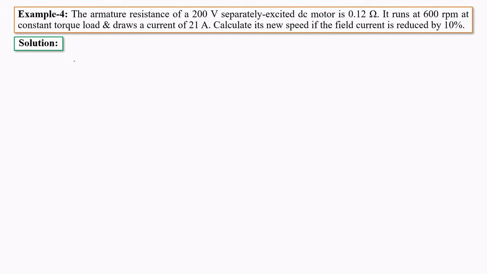Here the values are given. The supply voltage is 200 volt. The line current is 21 ampere. As it is a separately excited DC motor, in this case the line current and the armature current are the same. So IA will be equal to IL, and it will be equal to 21 ampere.